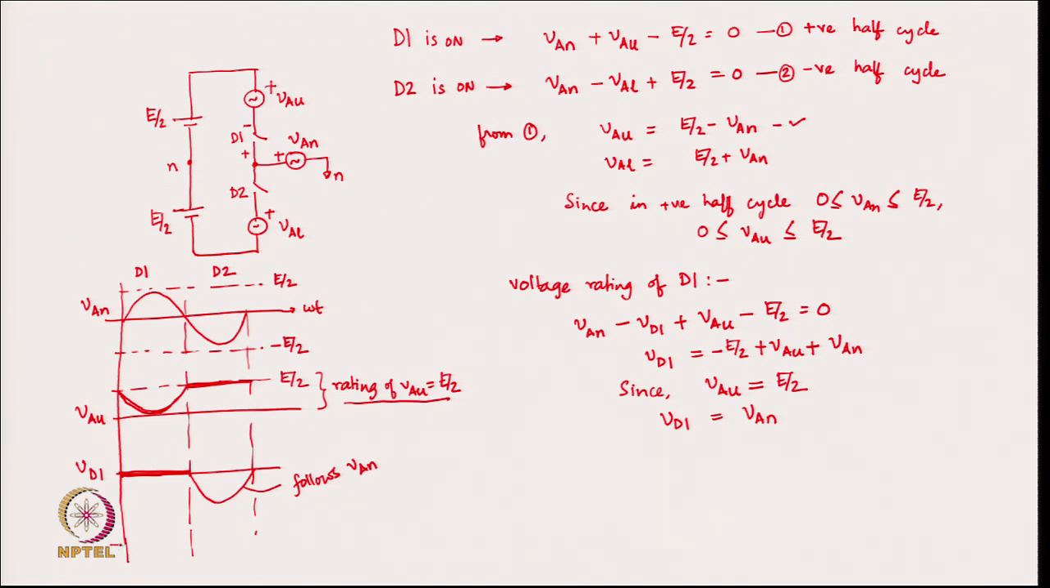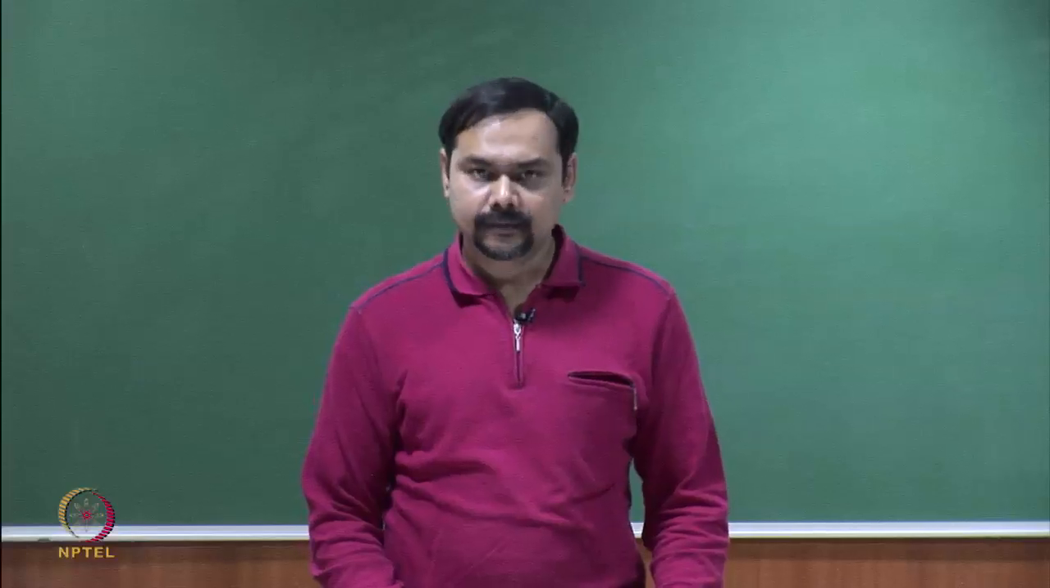The last part, you can also similarly draw VAL. I am not deriving it, but VAL also has a voltage like this. This is E by 2 and this is V. So, VAL voltage is something like this. Okay. So, this gives you a basic understanding of the alternate arm converter.